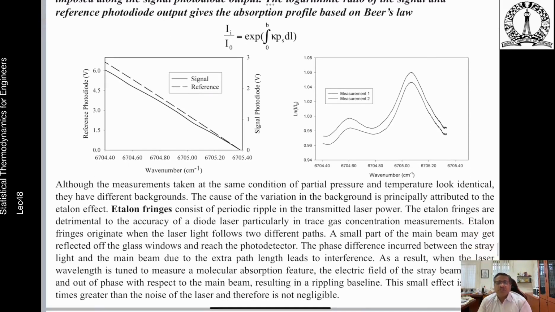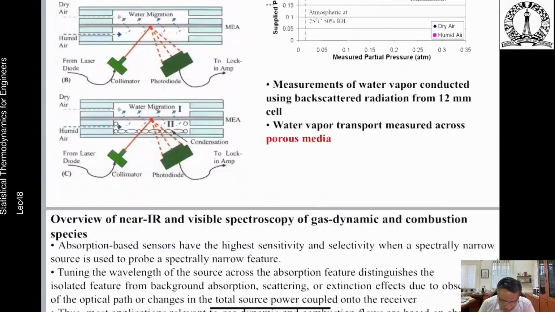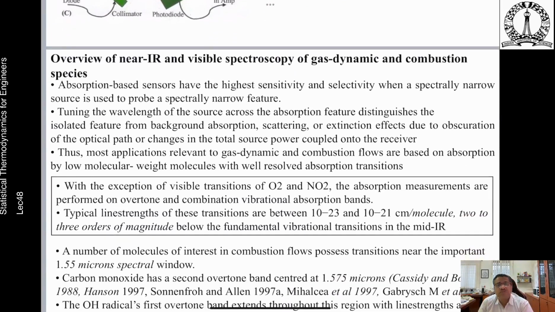So that is not an issue at all. Although the measurements at the same condition of partial pressure and temperature look identical, they can have different backgrounds. This variation in background can be attributed to something called an Etalon effect. Etalon fringes and periodic ripples can appear. These are all things that you need to take care of when you do a measurement. One is theory and one is when you actually execute it. The execution always involves unforeseen effects, like the Etalon fringes, and you have to take care of that. Wavelength modulation we are going to avoid, so that is not within the scope.